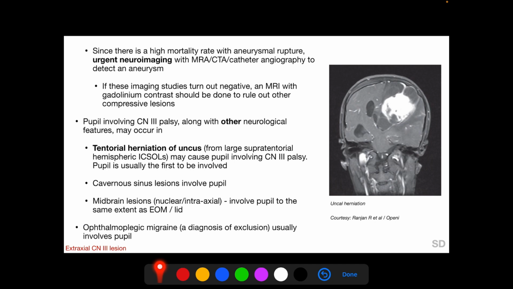Cavernous sinus lesions may also involve the pupil, and lesions of the midbrain involving either the nuclear or the intraaxial portion of the third cranial nerve also involve the pupil to the same extent as extraocular muscles or the lid. A rare entity called ophthalmoplegic migraine also involves the pupil, but it is a diagnosis of exclusion, and this diagnosis can only be entertained when we have excluded both a possible aneurysm and also other compressive lesions.